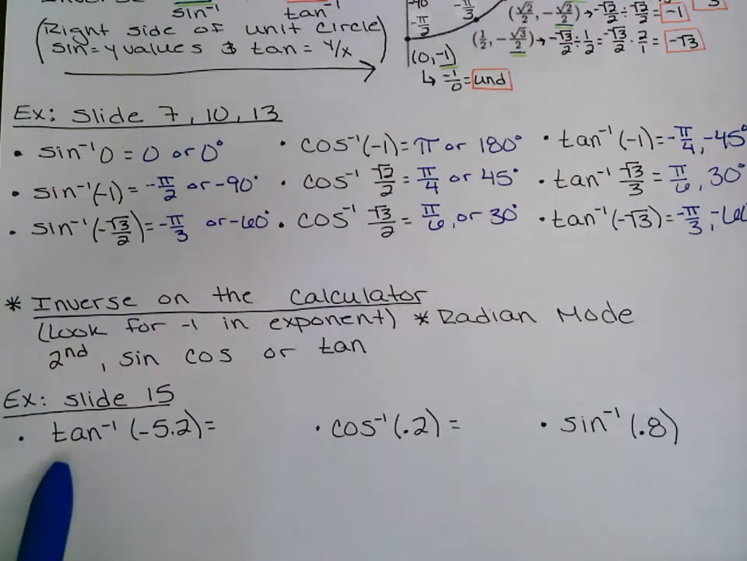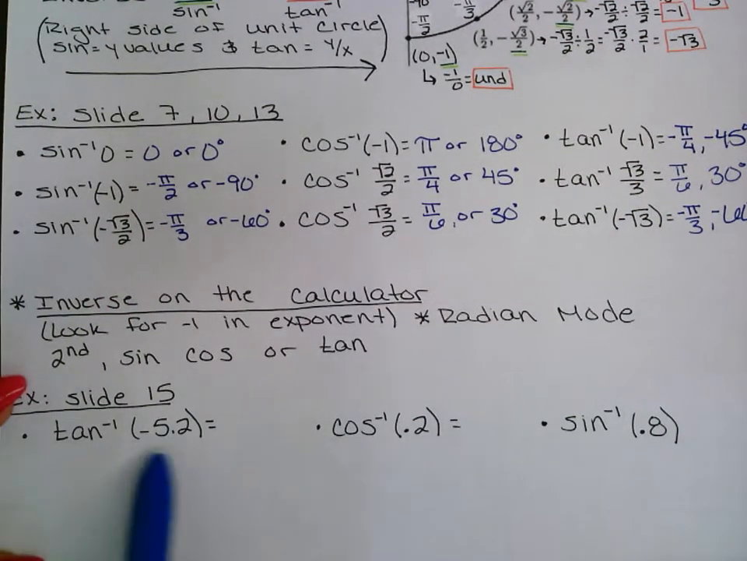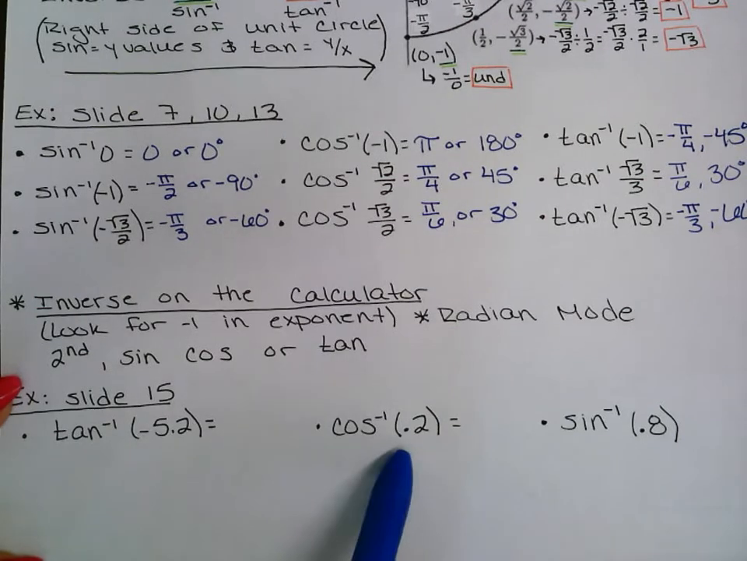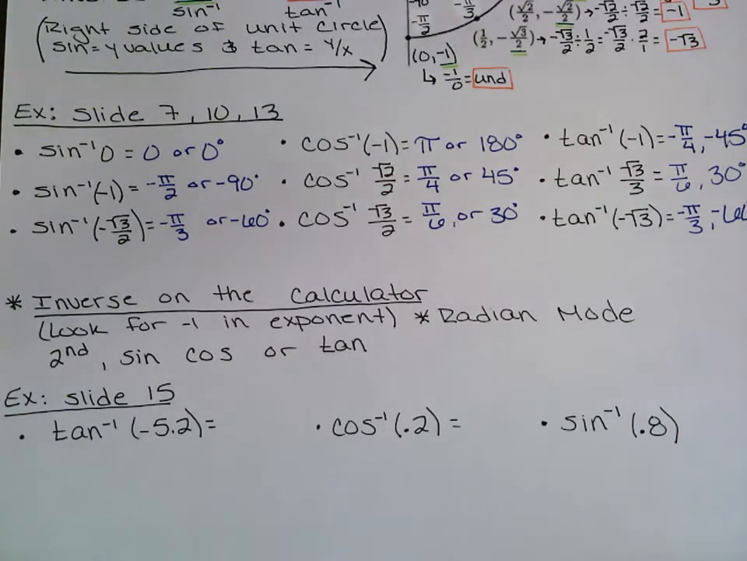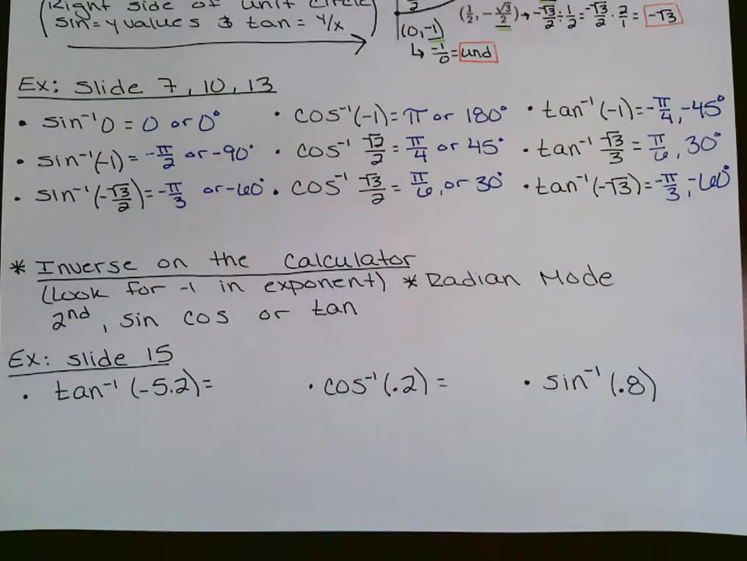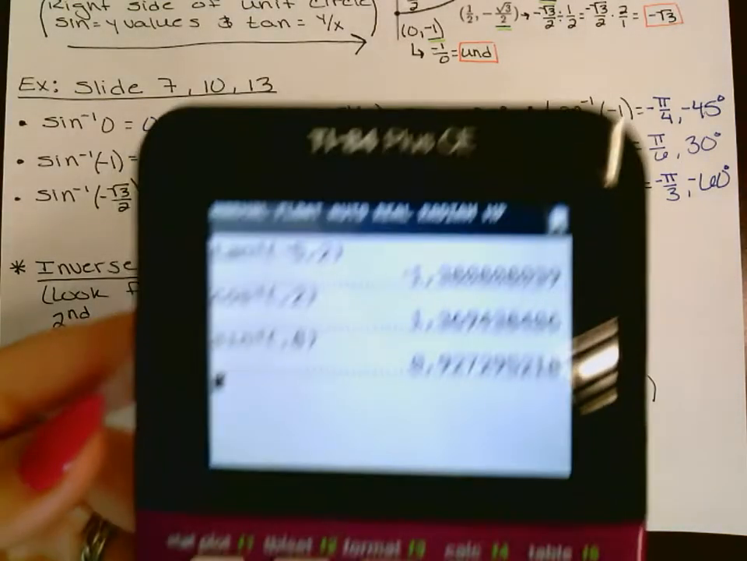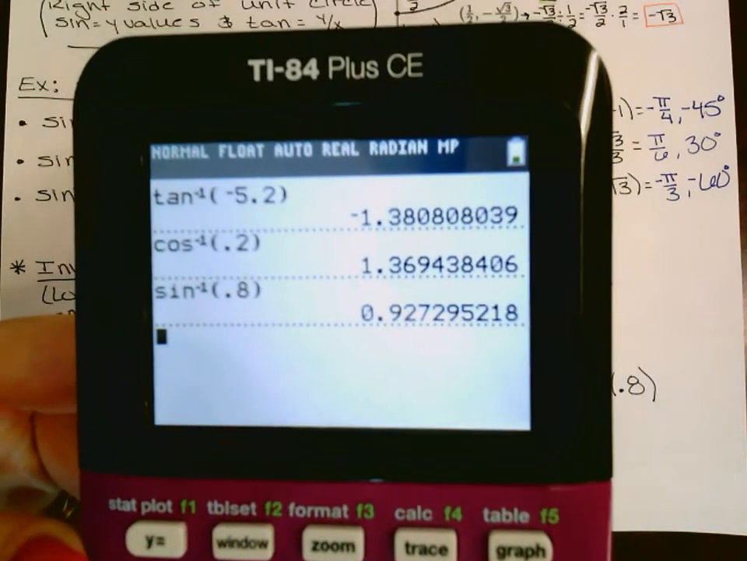So take a moment in your calculator and put inverse tangent of negative 5.2, inverse cosine of 0.2, and inverse sine of 0.8. All right, if you haven't had a moment to try this on your own, pause the video. But here we go with our answers. Here is what your calculator should look like.